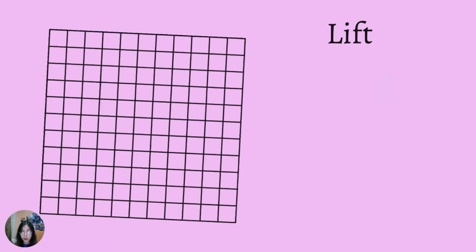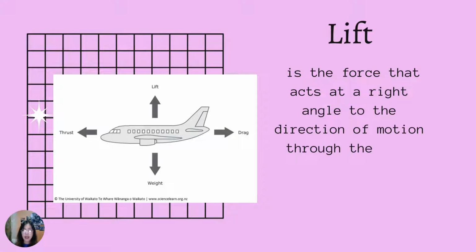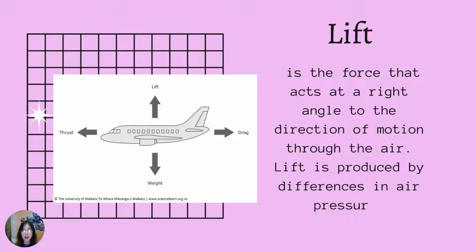The last one is what we call lift. Lift is the force that acts at a right angle to the direction of motion through the air. Lift is produced by differences in air pressure across the wing of an aircraft.